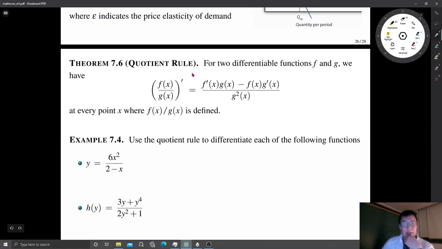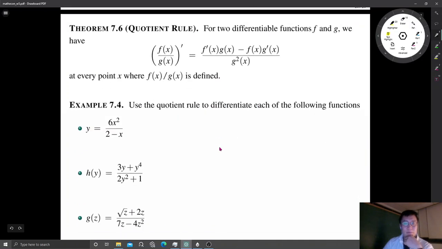So this rule is applicable only when g of x is a non-zero number. Remember, whenever we encounter this type of function, we should be careful. We should make sure that the denominator is a non-zero number. In other words, this is true at every point x where f divided by g is well defined.